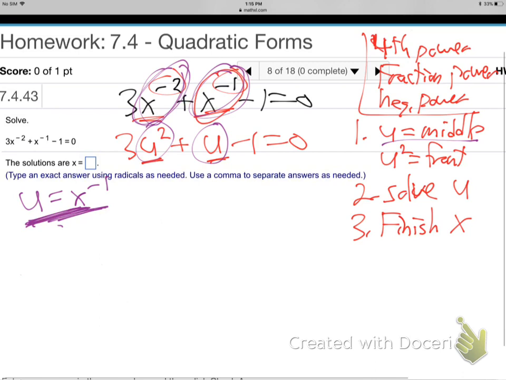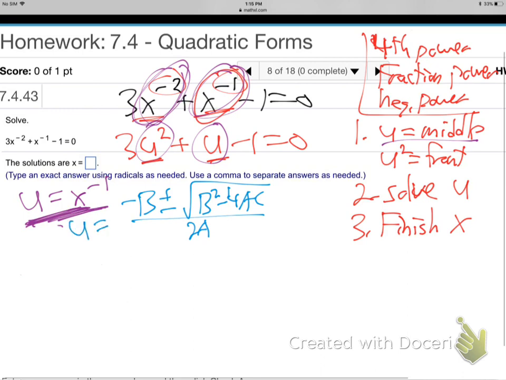Factor. I don't think it'll factor. Oh, I just threw it into the quad. Yeah, let's just go quad. So negative b plus or minus the square root of b squared minus 4ac all over 2a. So when I go quad, which equation am I solving? Am I solving for x or u right now? U. I'm still in the u work.